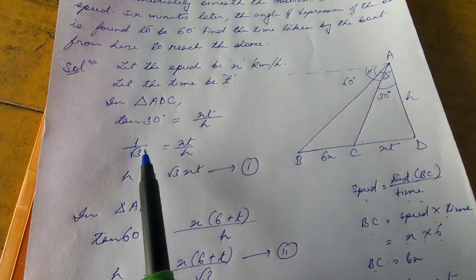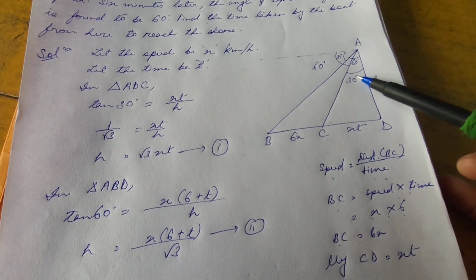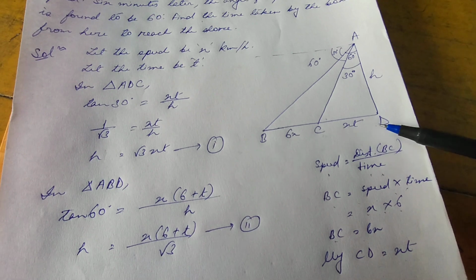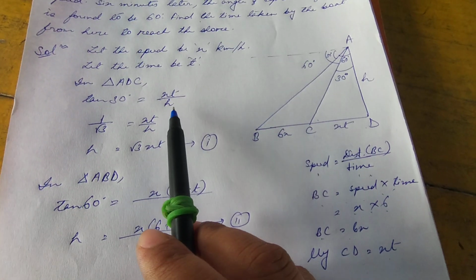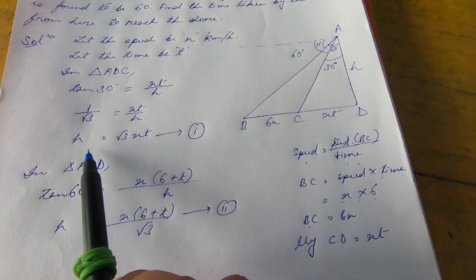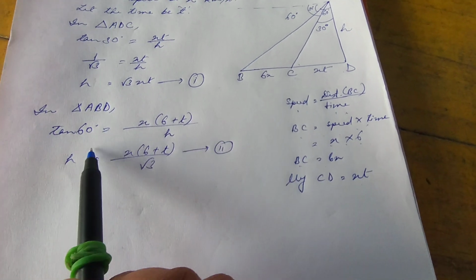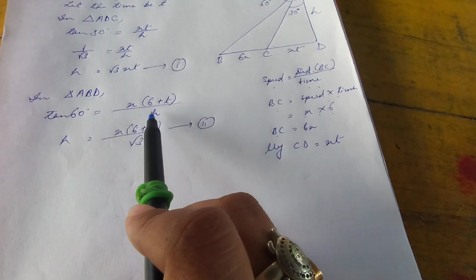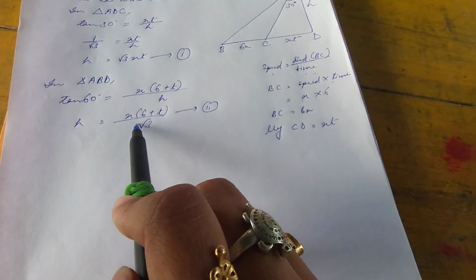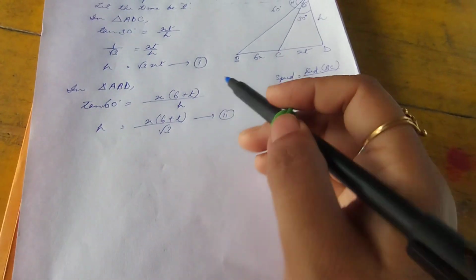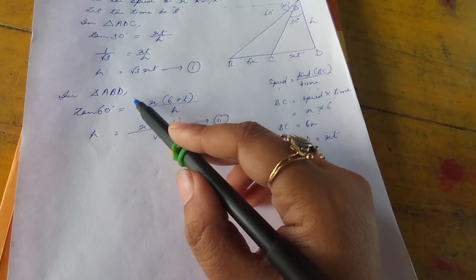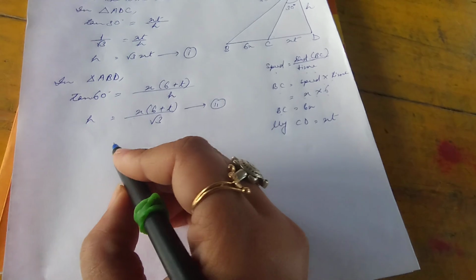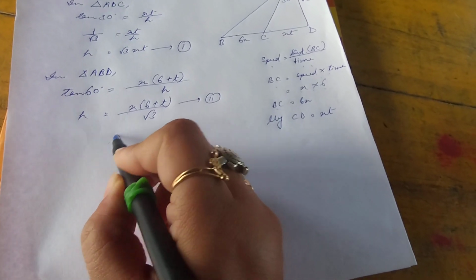Okay, so tan 30 is equal to perpendicular by base, xt by h. 1 by root 3 is equal to xt by h, so h is equal to root 3 xt. In triangle ABC, tan 60 is equal to (6x plus xt) by h, so h is equal to (6x plus xt) by root 3. So you can see here for tan 30 and tan 60 we have got two relations of h in terms of t. So let us compare 1 and 2.